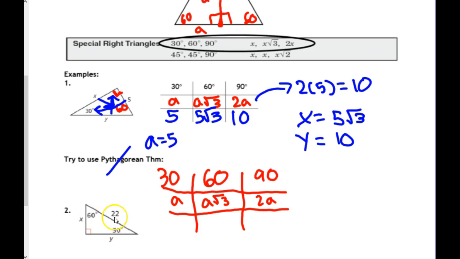Across from 90, we have 22. So again, 22 is across from 90, so I'm going to put it underneath 90. Now, what do I do with these two things? What did we learn? We set them equal. 2A equals 22. And I need to solve for this variable A. How do I get rid of this 2? It's a coefficient, right? Anytime we have a coefficient, we divide.